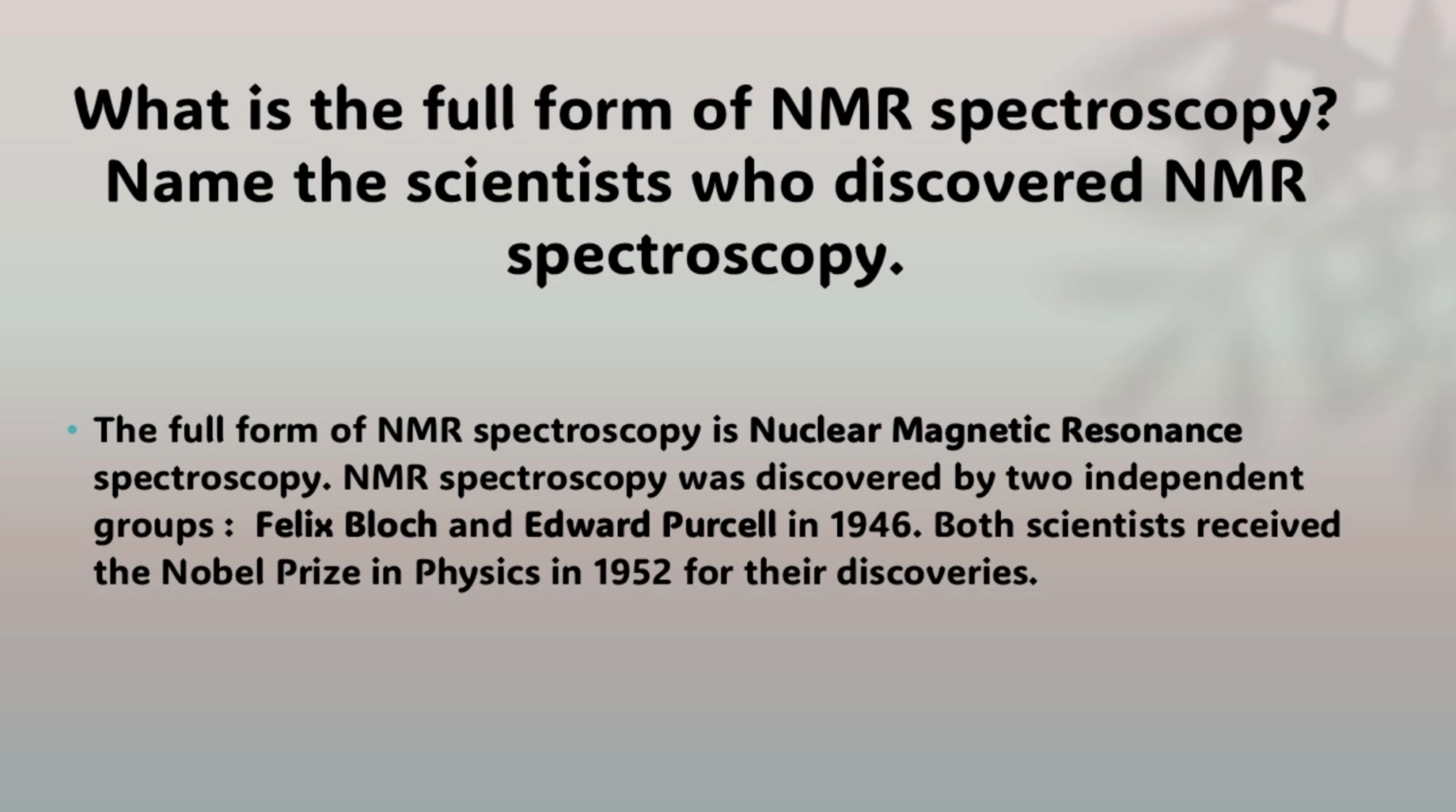The answer to this question is, the full form of NMR spectroscopy is nuclear magnetic resonance spectroscopy. Nuclear magnetic resonance spectroscopy was discovered by two independent groups, Felix Bloch and Edward Purcell, in 1946. Both these scientists received the Nobel Prize in Physics in 1952 for their discoveries.